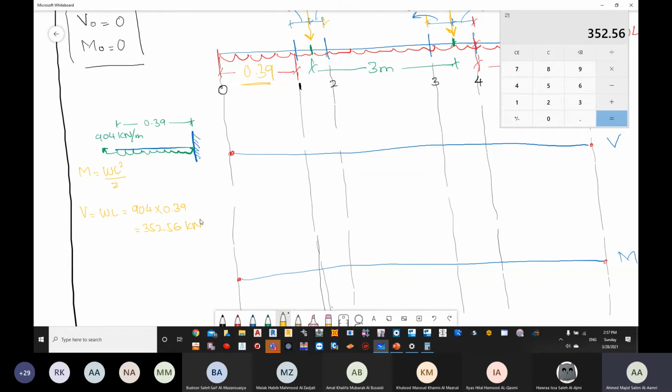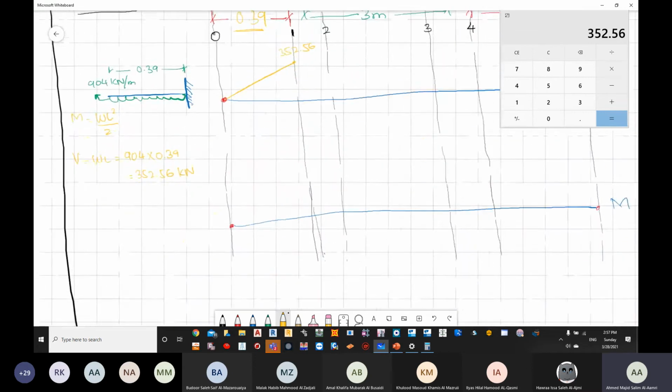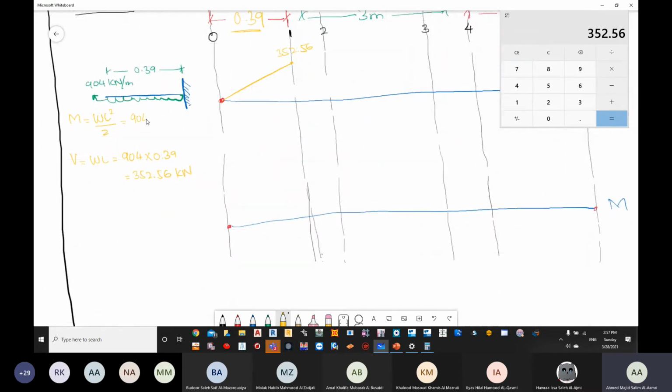So what I know is that this will go up by the value of 352.56. Now the bending moment can be calculated in two ways. You can use the equation WL squared over 2, which gives 904 multiplied by 0.39 squared divided by 2. Or you can calculate the bending moment using the area of the shear force. My shear force diagram is a triangle, the height is 352.56 and the base is 0.39, so the area is half into base into height.